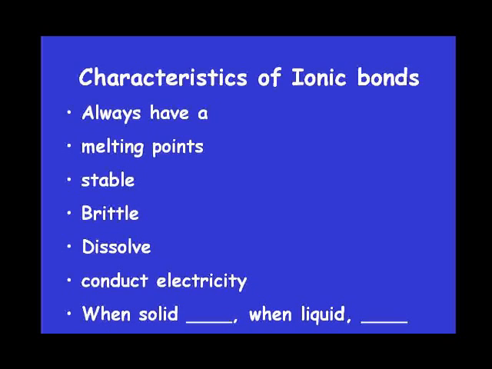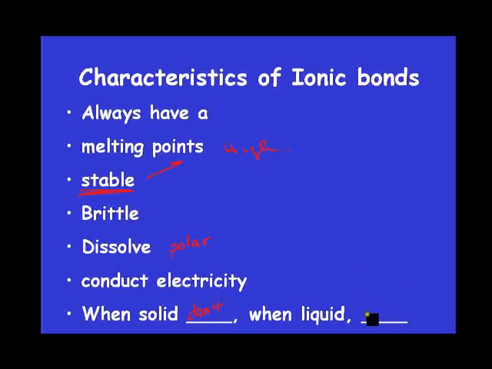Now, some characteristics of ionic bonds. There's always going to be a cation and an anion. So there's always going to be a metal and a nonmetal. They have very high melting points because they're very stable. So the stability of this leads to high melting points. Ionic bonds are very brittle, and they dissolve in water or other polar solutions. When they're dissolved in water, they conduct electricity. When they're solid, they don't.